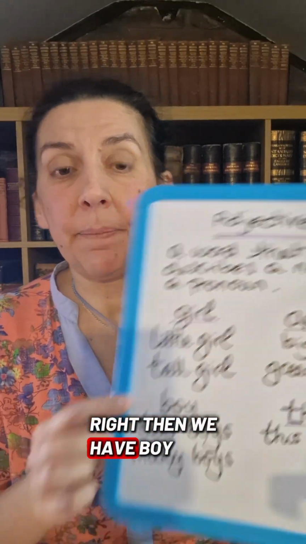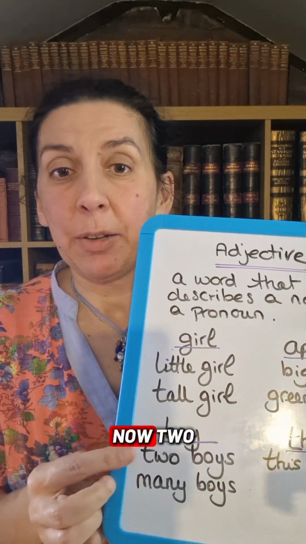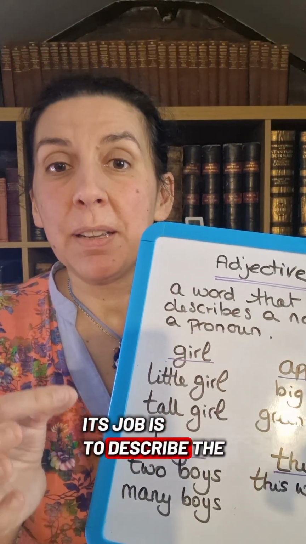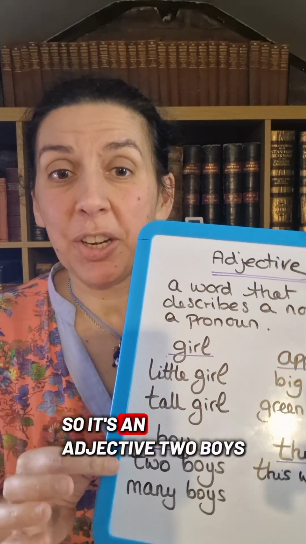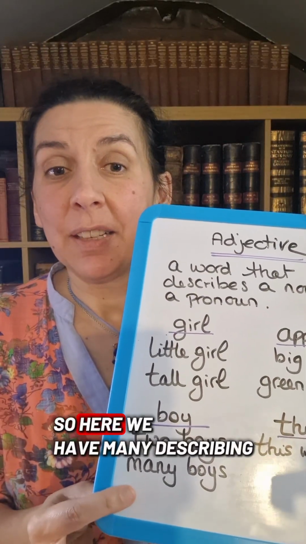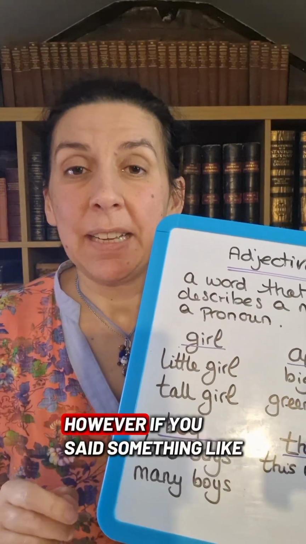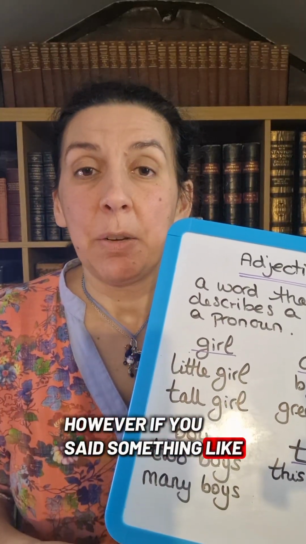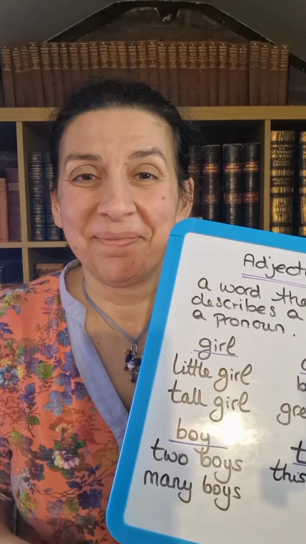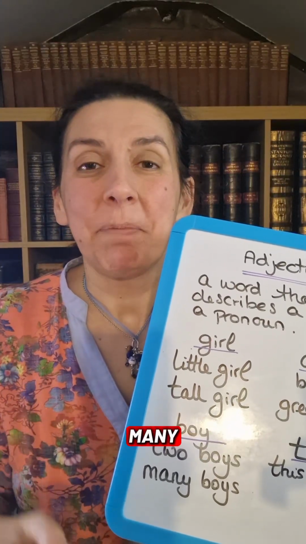Then we have boy, two boys. Now, two, in this instance, its job is to describe the boys. So it's an adjective. Two boys, many boys. So here we have many describing boys. However, if you said something like, would you like some apples? And you say, oh yeah, I would like many. Actually, many, it's not the best English, but yeah, you can say I would like many.